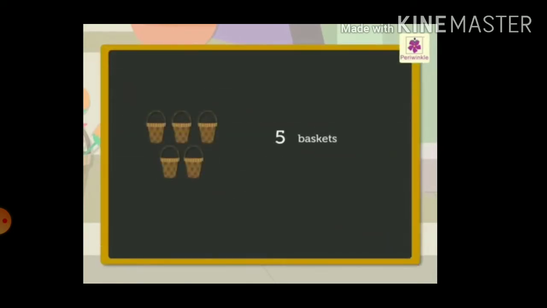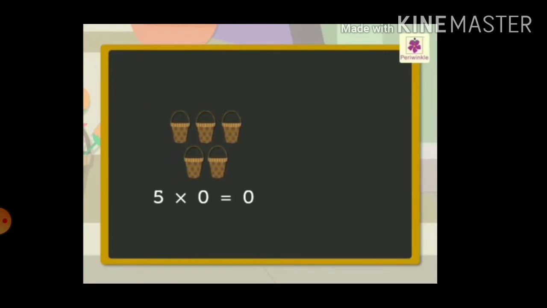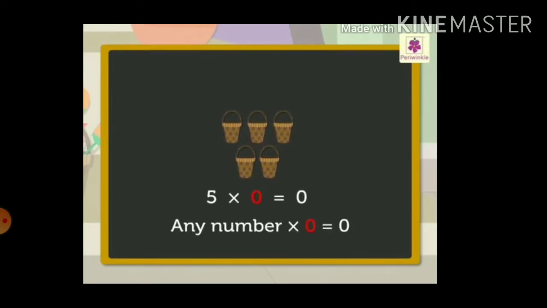Here, there are 5 baskets, but there are no flowers in each. That is, there are 0 flowers in each. So, 5 into 0 is equal to 0. Thus, we say that if 0 is multiplied to any number, the product is always 0.